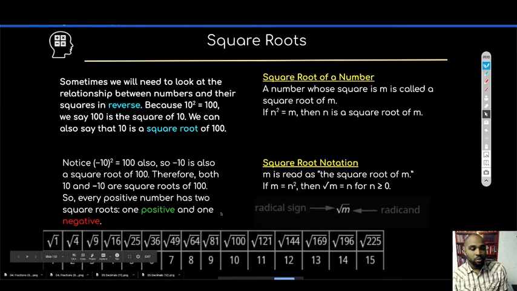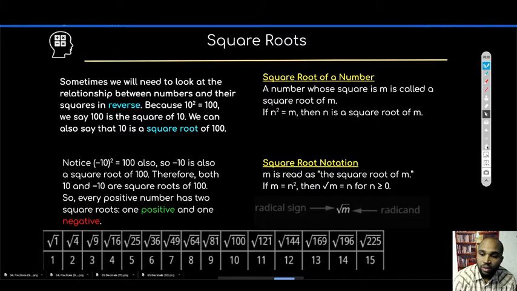I'm showing you again what it looks like if you break it down. The square root of 100 is 10. Why? Because 10 squared is 100. And the square root of 121 is 11. Why? Because 11 squared is 121. You could also say, obviously, negative 11 squared. So it has 2 options there if you're going to look for what the square root of 121 is.